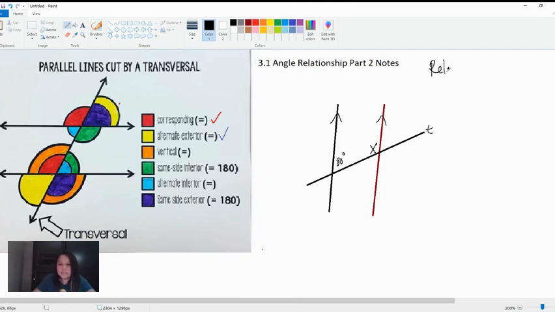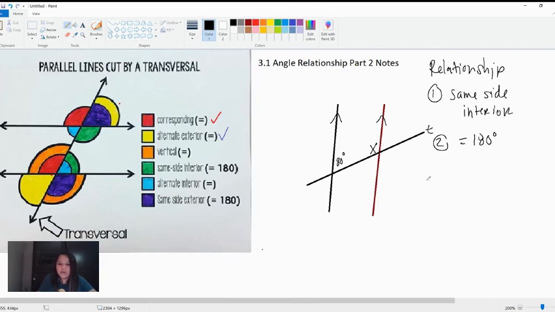So the relationship for this one is, number one, we know that it is same side interior. And we know that when it's same side interior, it is equal to 180 degrees. So we say it's equal to 180 degrees, not equal to each other. It's not the same angle. You can look at their angles right here, they look like different sizes.